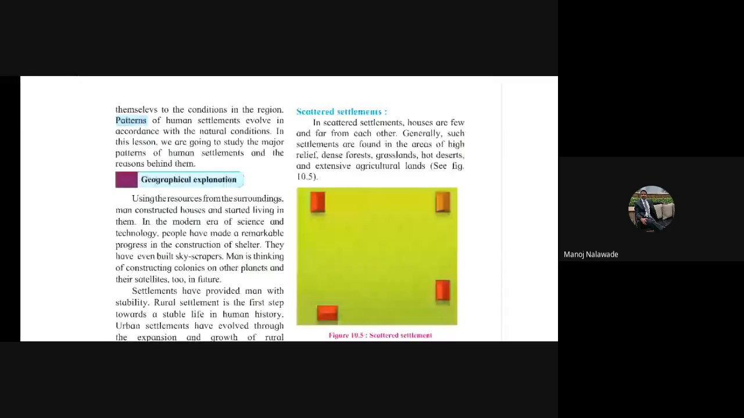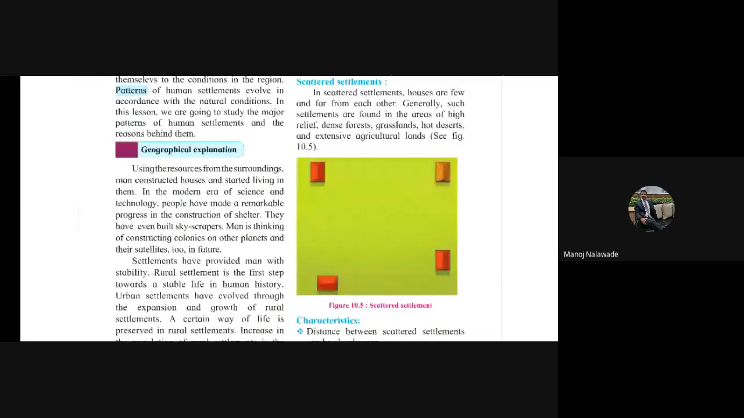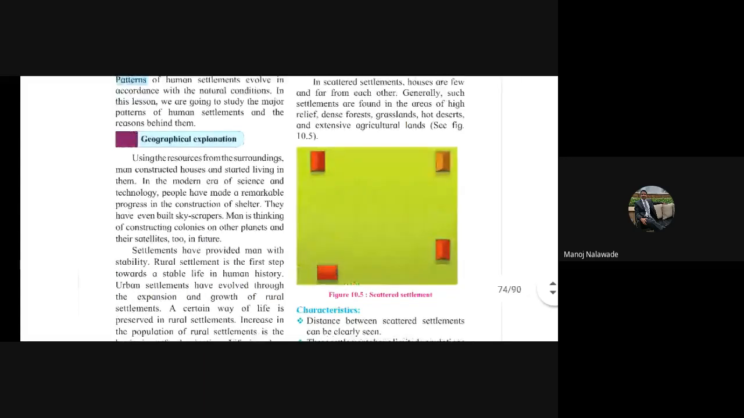Let's see scattered settlements. In scattered settlements, houses are few and far from each other. There are few houses and they are not close to each other. Generally, such settlements are found in areas of high relief, dense forests, grasslands, hot deserts, and extensive agricultural lands. See figure 10.5, scattered settlements. You can see there are four houses which are scattered, far away from each other.